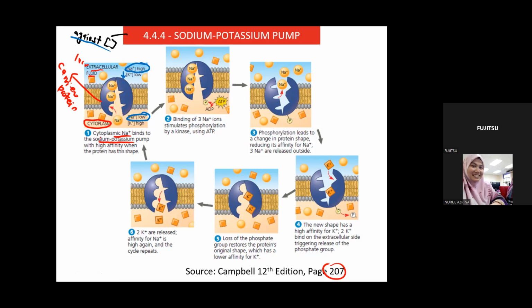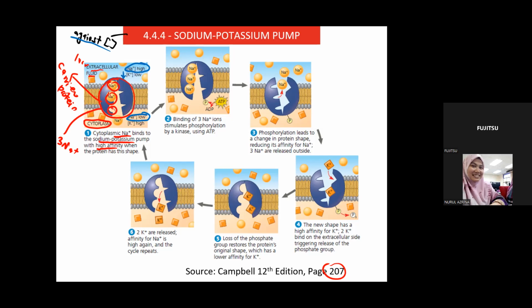right, with high affinity. Maknanya pada bentuk ini yang tenganga kat bawah ni, right, this carrier protein sangat mempunyai affinity yang tinggi, kecenderungan yang tinggi kepada sodium. So berapa sodium yang akan bind kepada carrier protein ni, sodium potassium pump ni? 3. You can see 1, 2, and 3. So 3 sodium ion.